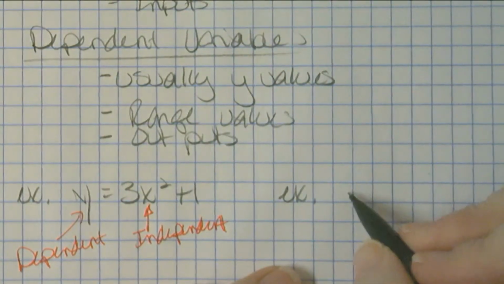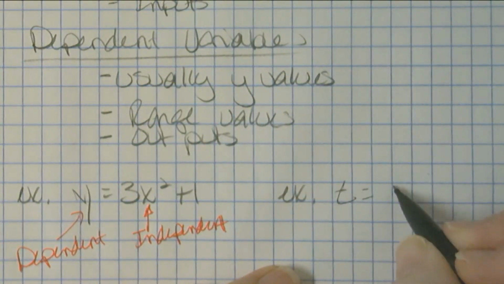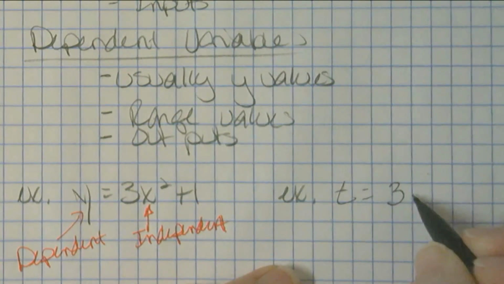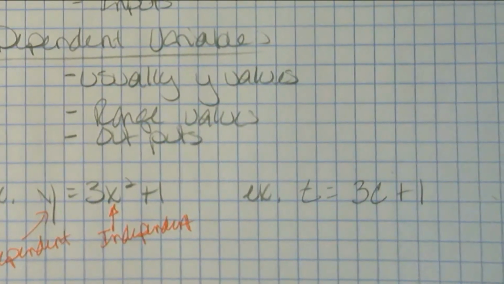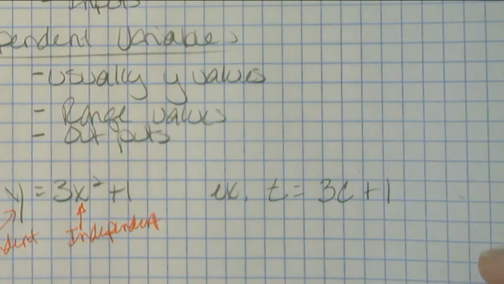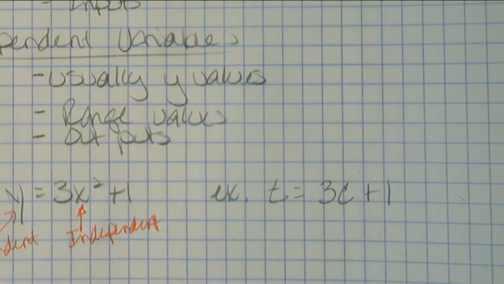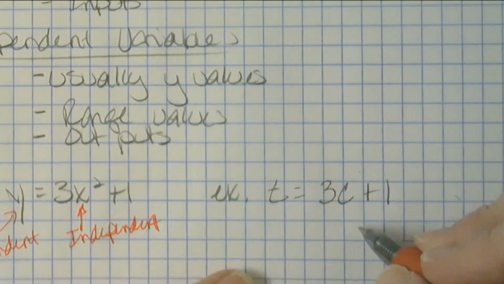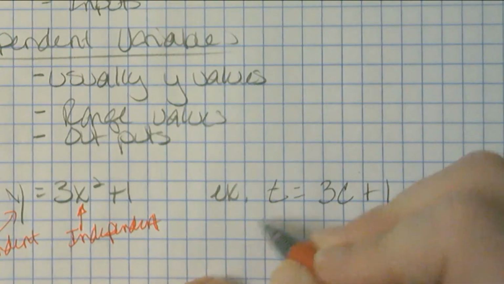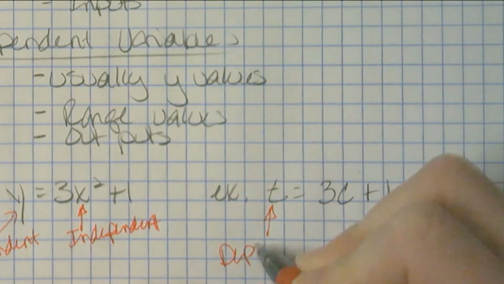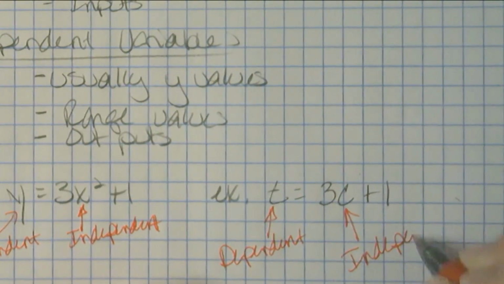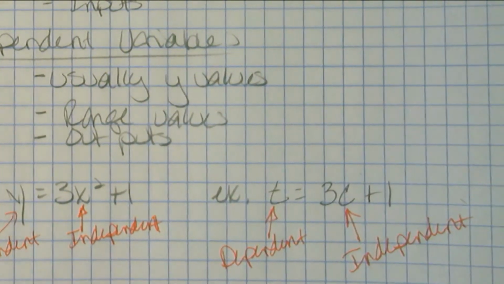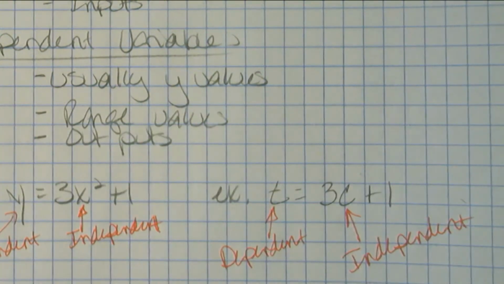All right. If I had t is equal to 3c plus 1, what is our independent and what is our dependent variables? Nick? Dependent? Yep. Excellent. You guys cool with that so far?